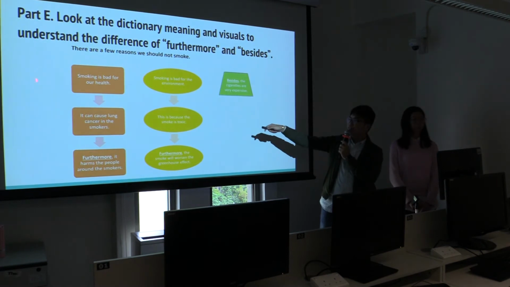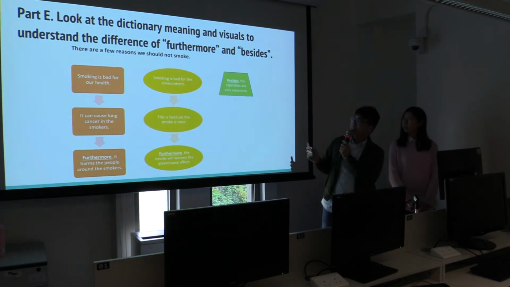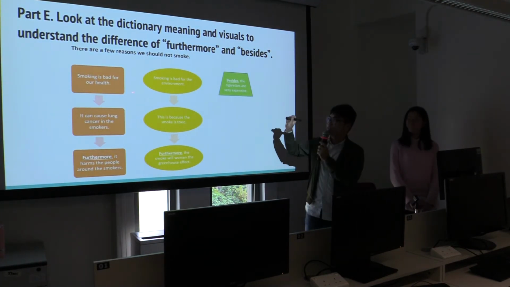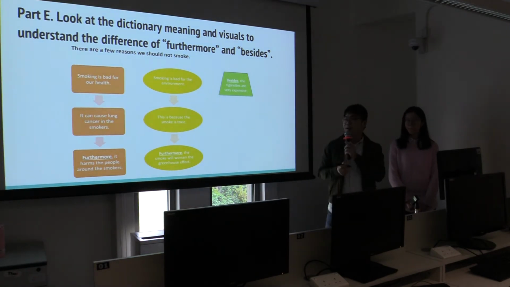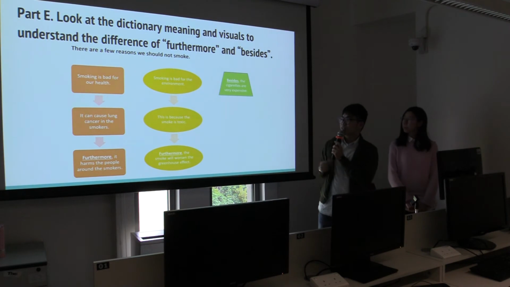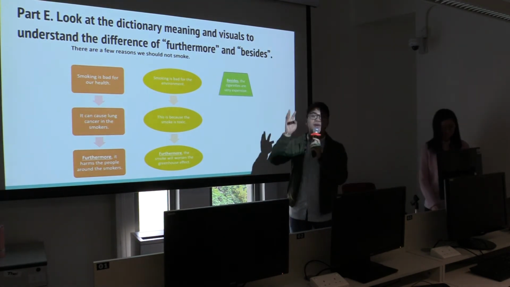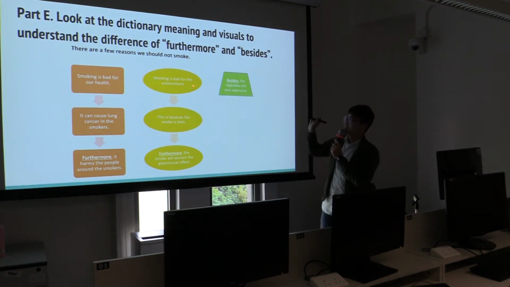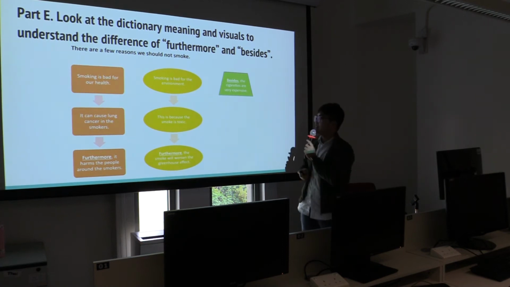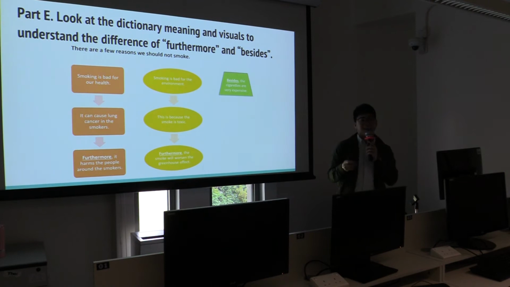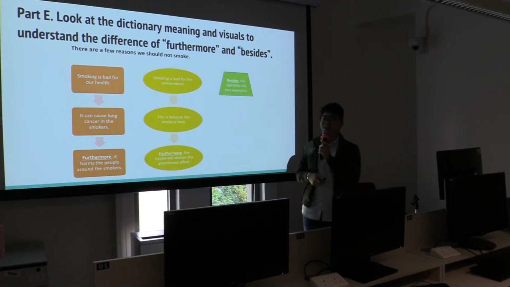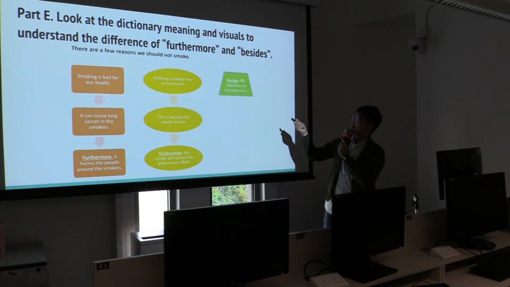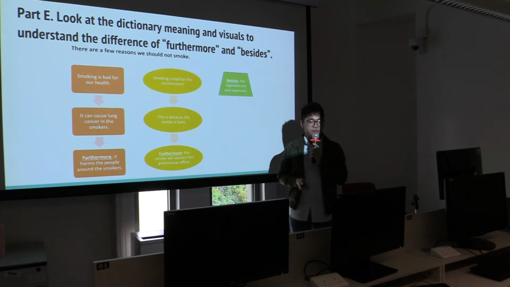There are 3 reasons why we should not smoke. As you can see here, the first reason is that smoking is bad for our health, and it can cause lung cancer in the smokers. And furthermore, it harms the people around the smokers. The second reason is smoking is bad for the environment because the smoke is toxic. And again, furthermore, the smoke will worsen the greenhouse effect. And finally, there is the third one. Besides, the cigarettes are very expensive.